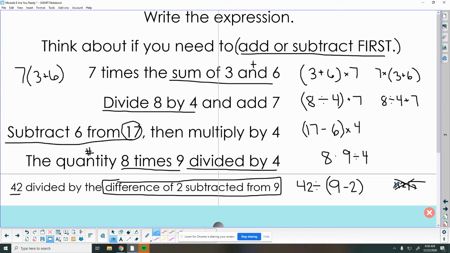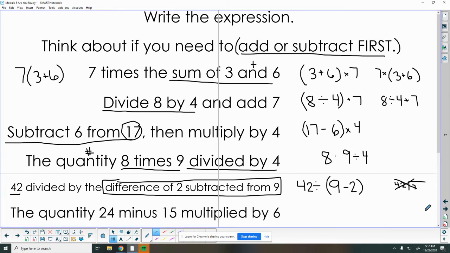So we need to think about what goes first when we're dividing and when we are subtracting. When we multiply and add, that commutative property, it's the same either way. 3 plus 4 is 7, 4 plus 3 is 7. We can flip our add and multiply, but we can't flip our subtract and divide. Okay, let's try one more here. So the quantity 24 minus 15, then multiplied by 6. So go ahead and try that one.